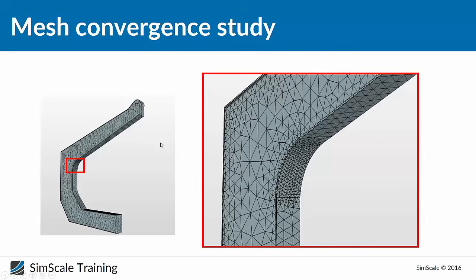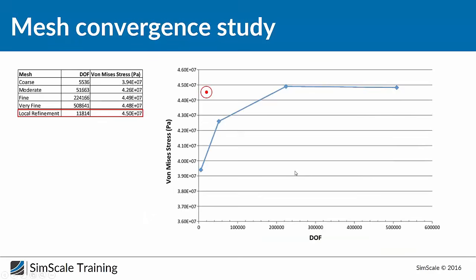But if we take a look at the results, we will see that we are wasting a lot of cells somewhere where we don't have a lot of changes, a lot of stress. So what we can do is go a step back, use a general coarse mesh, but refine the mesh where we have high stresses and displacements, like here. And if we use a coarse mesh with local refinement, we only have 11,000 degrees of freedom compared to 500,000 for the very fine mesh or 225,000 for the fine mesh, but still the results are in range.